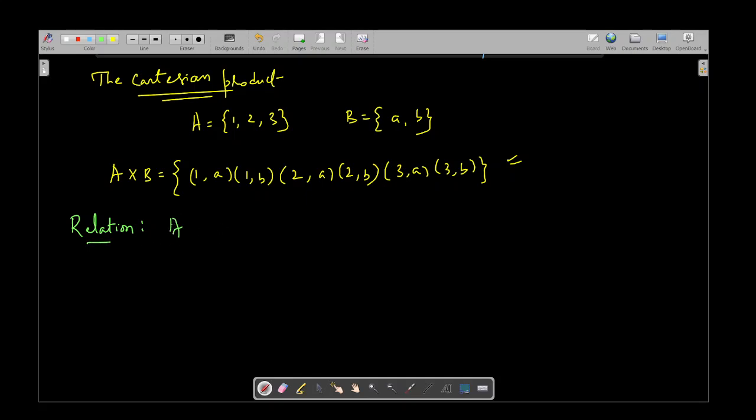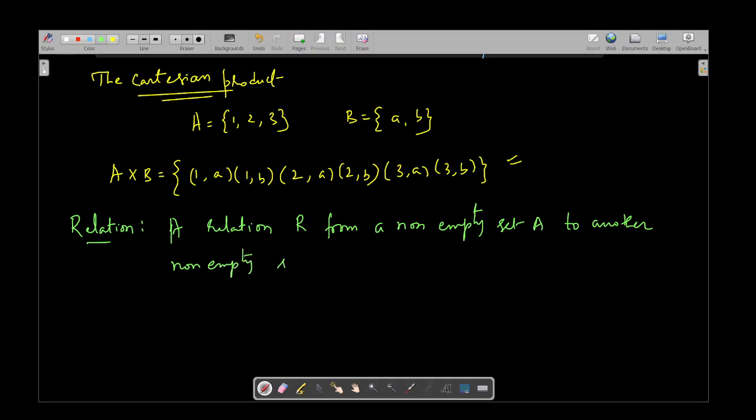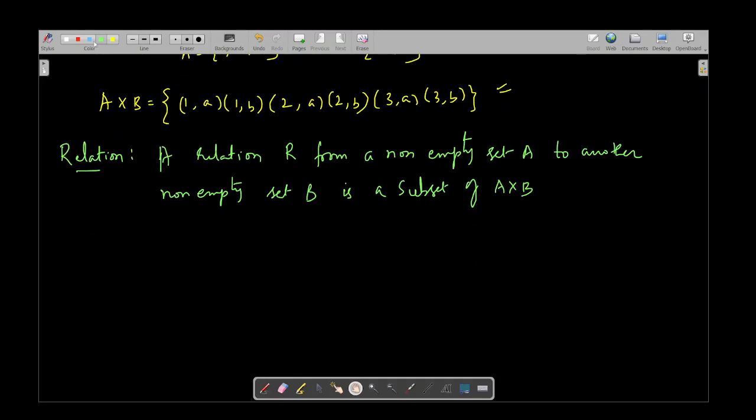A relation R from a non-empty set A to another non-empty set B is a subset of A cross B. So if I write R equals {(1, A), (2, A), (3, B)}, then this is also a relation.